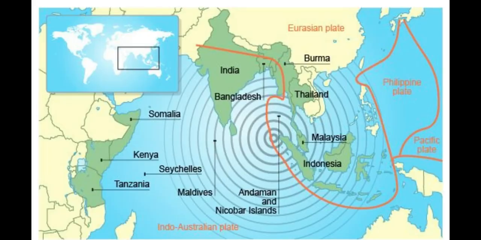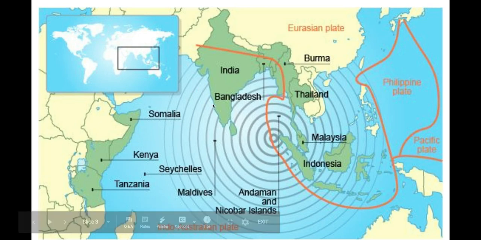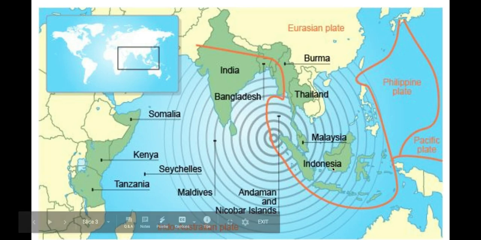The first natural disaster that I want to cover is a tsunami that happened in the Indian Ocean in 2004. Now, the Indian Ocean, this is the coast of Africa here. Over here, we see India, Thailand. This is Indonesia. And this is the Indian Ocean that we're looking at.